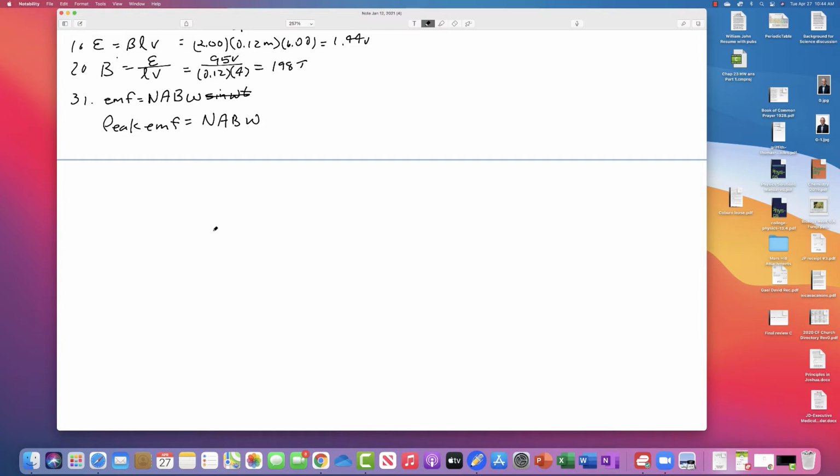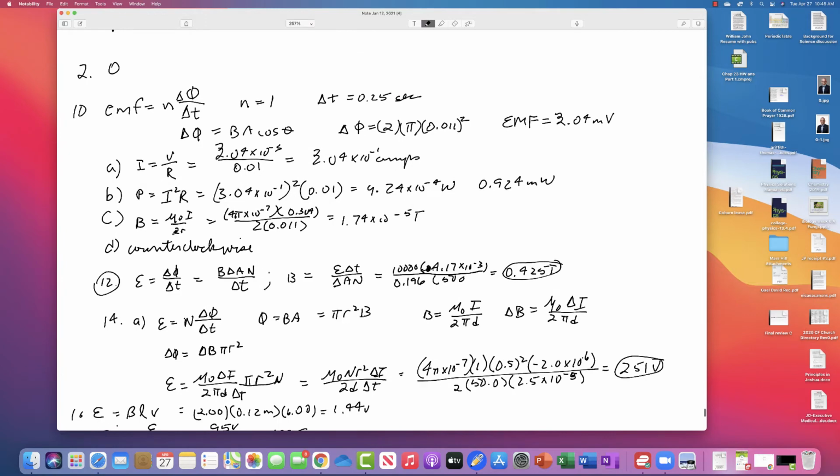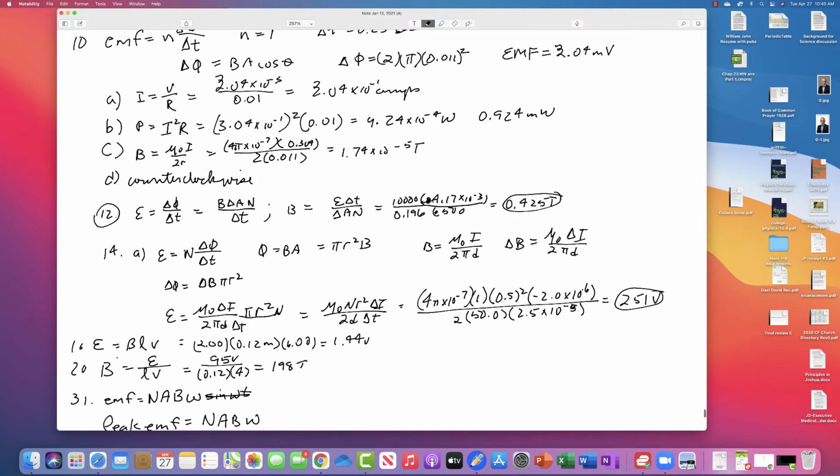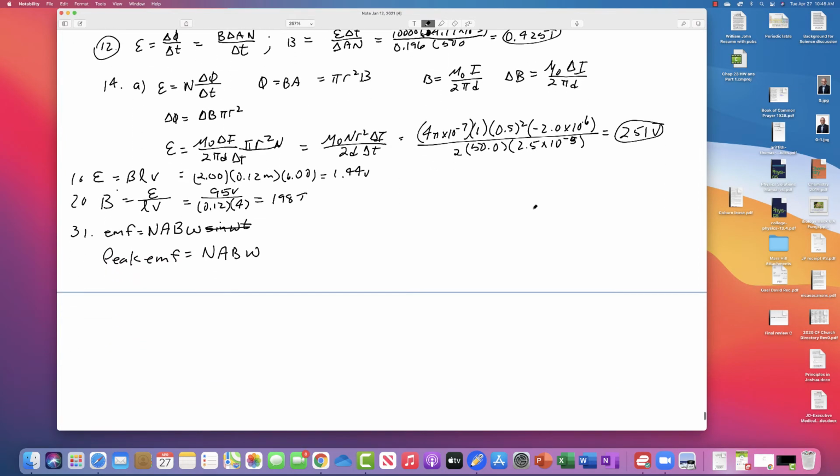If you read this description, you'll remember I told you that we were going to come back to problem number 12. Problem number 12 was right up here. We had this situation right here, and the field produced was 0.425. We need to know that to do this problem. So B is equal to 0.425 Teslas, and the rest is given in that previous problem.